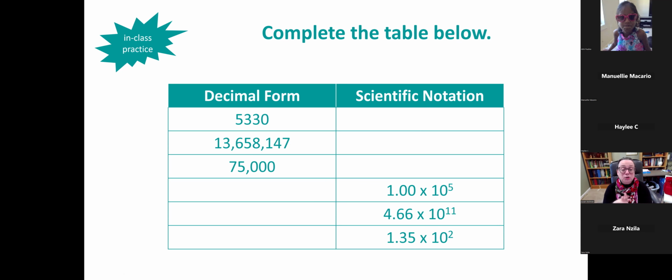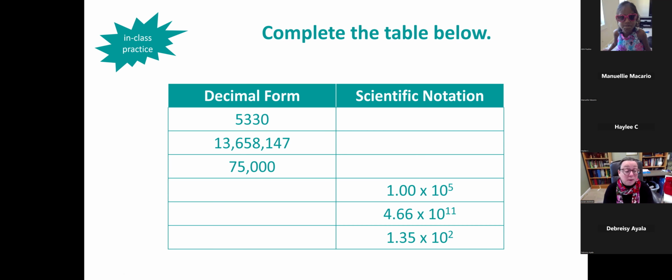Okay, good. Right, so you've moved it 3 places. So now you've moved that decimal point between the 5 and the 3, right? That gives you 5.33. That is something that is between 1 and 10. All right, so now we need to write that in scientific notation. So we'll have 5.33 times 10, right? Now, is it positive 3 or negative 3? Positive. Yeah, it's positive 3, right?